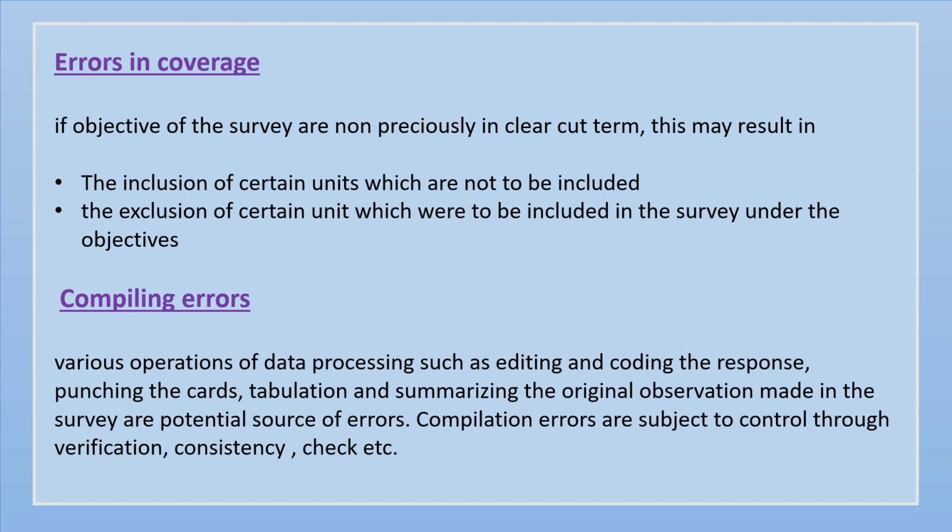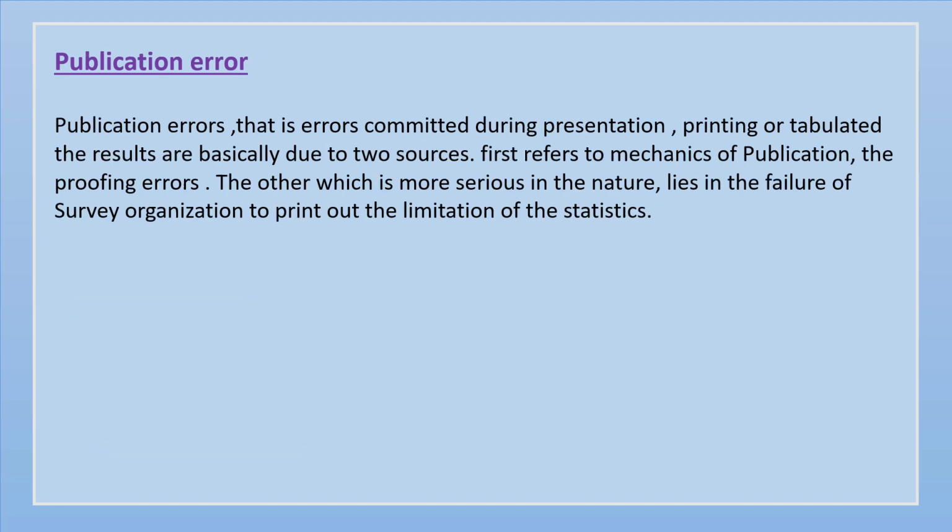Then about compiling errors. Various operations of data processing such as editing and coding of the response, punching cards, tabulation and summarizing the original observation made in the survey are a potential source of error. Compiling errors are subject to control through verification, consistency checks, etc. The last one is publication error.